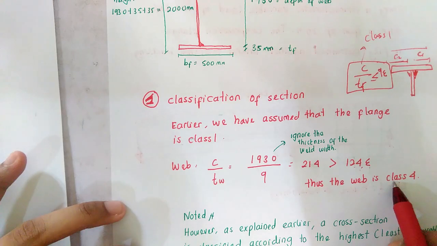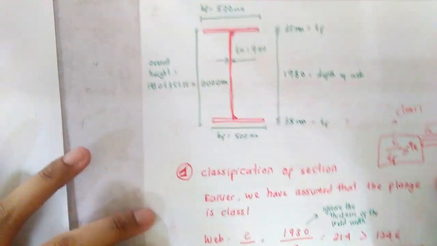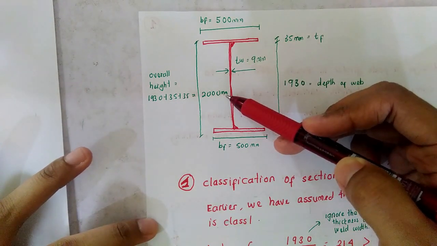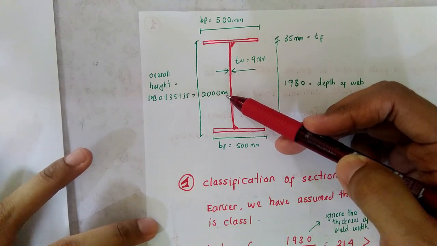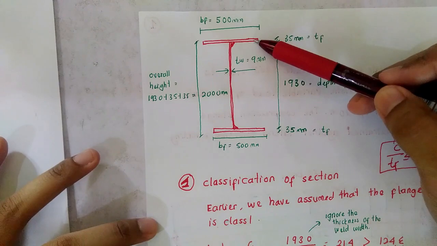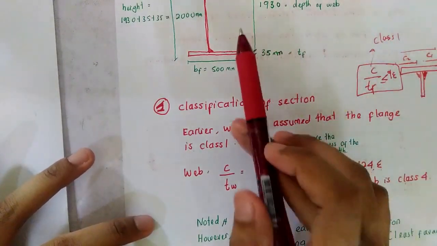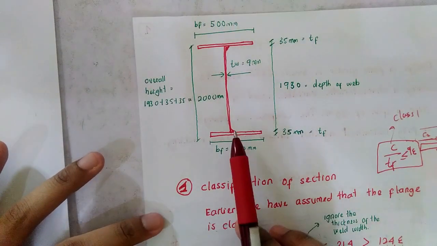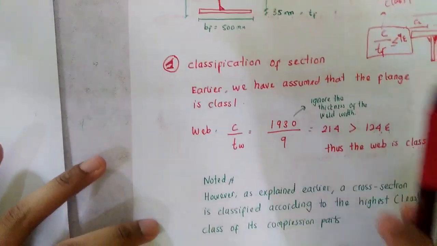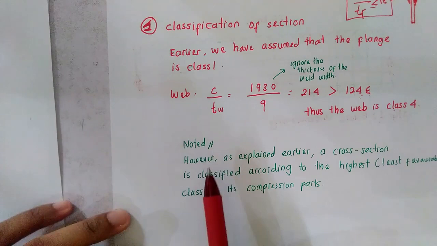So here, as I said earlier in our chapter 1, different classifications of flange and web will usually occur when you're designing a plate girder. In our case, our flange is class 1, whereas our web is classified under class 4. So, which class is suitable for this particular section? This has been explained in chapter 1.